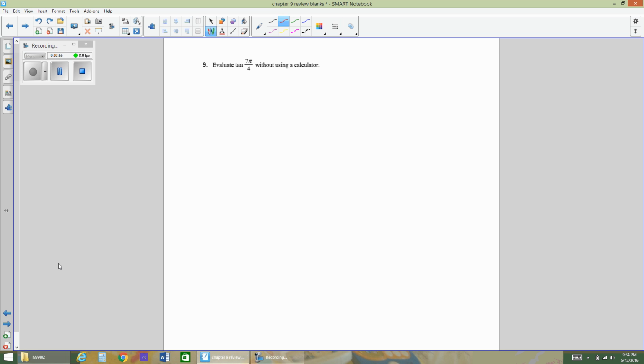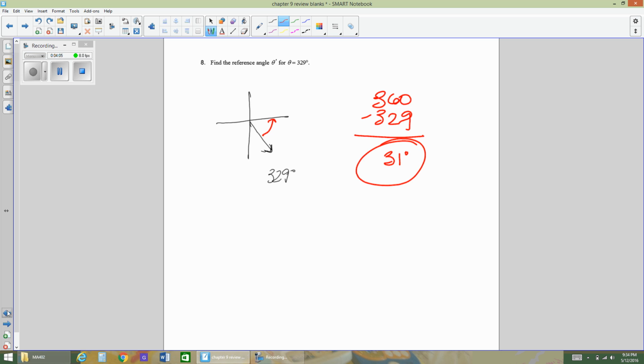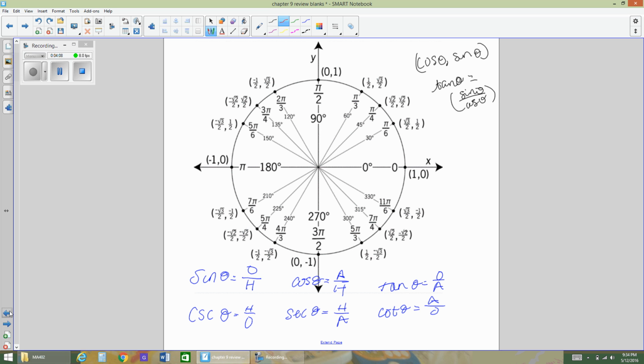Okay, it says evaluate the tangent of 7 pi over 4 without using a calculator. Okay, nice. Let's see if we can find 7 pi over 4 on our cheat sheet. 7 pi over 4. I found it. Did you find it? It's down here. 7 pi over 4 happens when the cosine is rad 2 over 2 and the sine is negative rad 2 over 2.